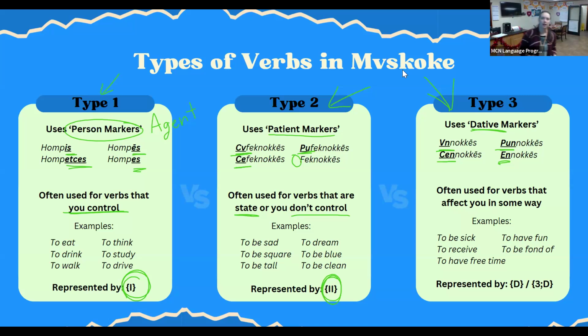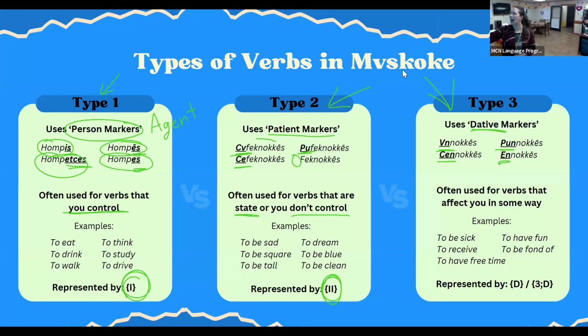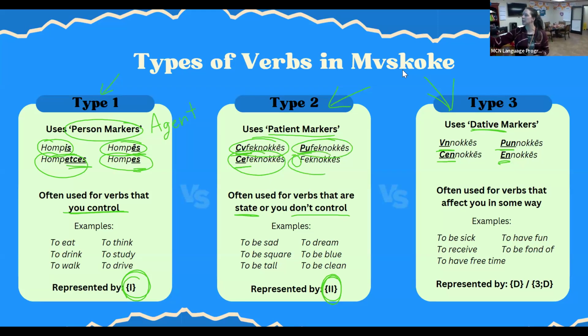Oh, and then for context, for each one, the first one is I. So this is I eat, you eat, we eat, he or she eats. I am sad, you are sad, we are sad, he or she is sad. I hurt, like I'm in pain. You hurt, we hurt, she or he hurts. That's what those mean for context. I forgot to really say that.